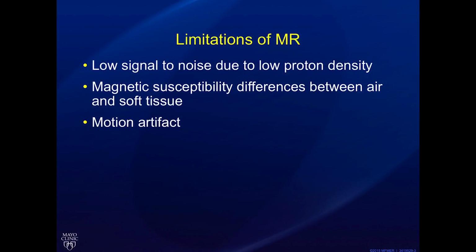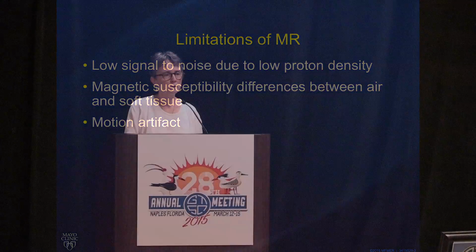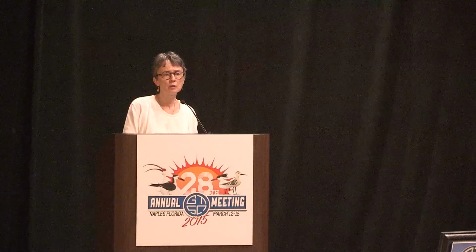So what's the problem? There's low signal to noise due to the low proton density within the aerated lung. There's magnetic susceptibility differences between the air and the soft tissue, so when you get those two together, you get a lot of artifacts. And then there's motion artifact. You have the heart beating, you have the patient breathing. Motion is what you don't want in MR. That's why with kids, we just sedate them for it, because any kind of motion within the series that you're doing will negate the whole series. So those are the things that we have to overcome in getting good MR images.